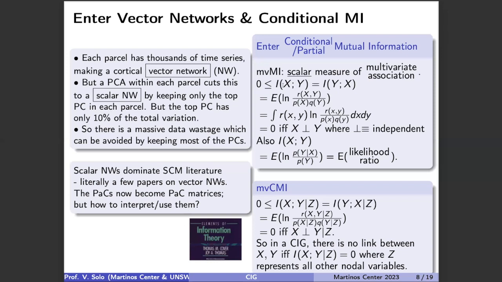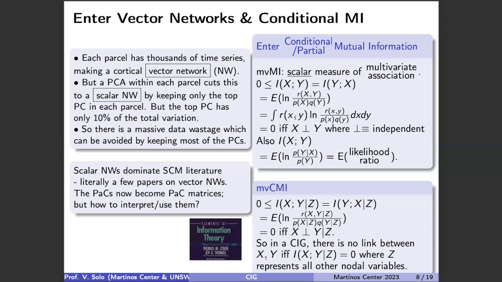So multivariate mutual information, I'll start with. Scalar measure of multivariate association. That's a crucial thing. It's a scalar measure. It's symmetric in its arguments. So 2 random vectors, X and Y. The mutual information between X and Y is the same as the mutual information between Y and X. And what is it? It's the expected value of the log of the ratio of the joint density divided by the marginal densities of the 2 random vectors.